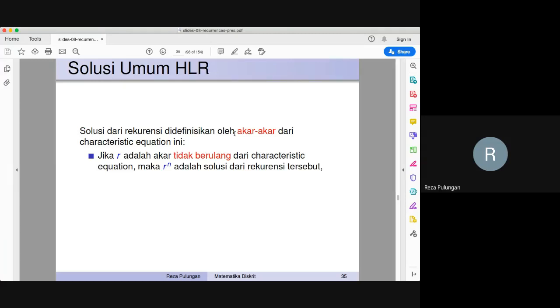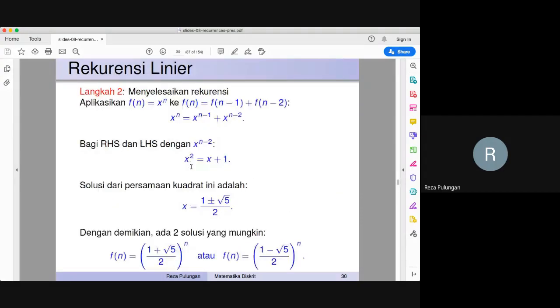Now, the root may be non-repeatable. In our previous example, there are two roots, and these roots are non-repeatable because the first one is only one root of this form. The second one also is only one root of that form. So if it is not repeatable, then r to the power of n is the solution. Like the previous one here, there are two roots, x1 and x2. So take the first root to the power of n, take the second root to the power of n, both are solutions because they are not repeatable.